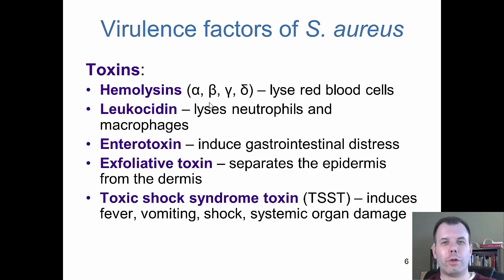It also can destroy white blood cells through the use of the leukocidin. The leukocidin goes in and kills white blood cells. The enterotoxin that it produces can be released and cause gastrointestinal distress. So this is one of the forms of food poisoning that you might get. It also can release an exfoliative toxin, which separates the epidermis from the dermis, and I'll show you some pictures of that, where again, it kind of looks like a really bad sunburn.